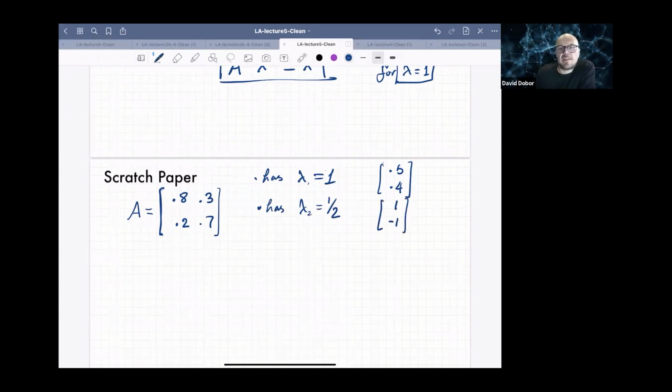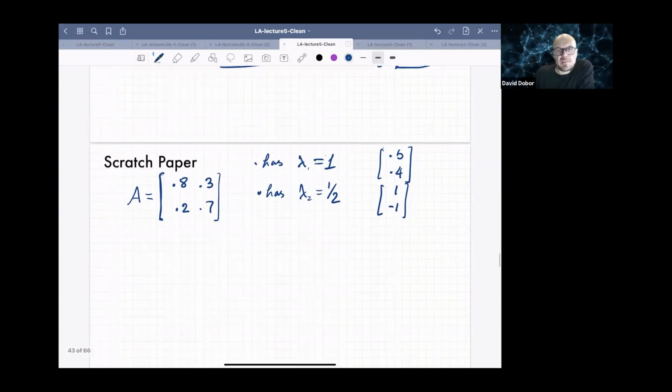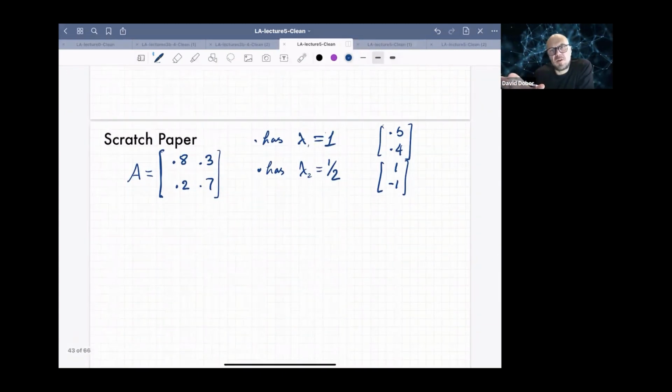So let's double check that I didn't lie, that these were indeed the correct lambdas. Everybody's clear how to find them from our previous discussion? Can somebody briefly remind what the process is? How did I find these eigenvectors?